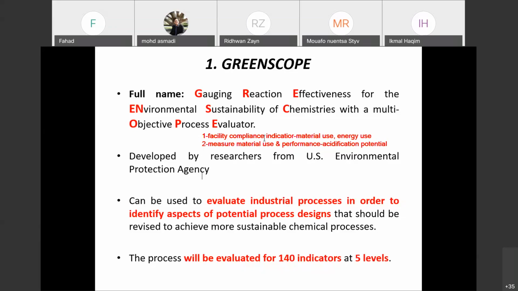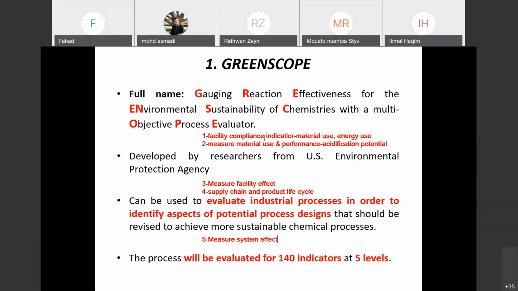Then level three is the measured capacity effect. Then four is supply chain and product acceptance. And number five is more of a measure system. So these are the 5 levels for the evaluation of GREENSCOPE.